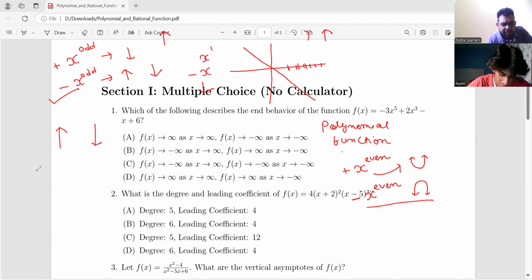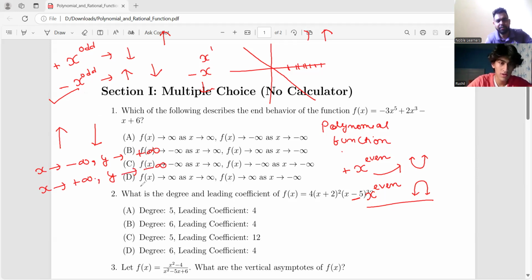That means when x approaches negative infinity, y will approach positive infinity. And when x approaches positive infinity, y will approach negative infinity. Now we have to choose the same option. Negative infinity, positive infinity, negative infinity. Option number B is the correct answer. Right. So this is how we have to solve.